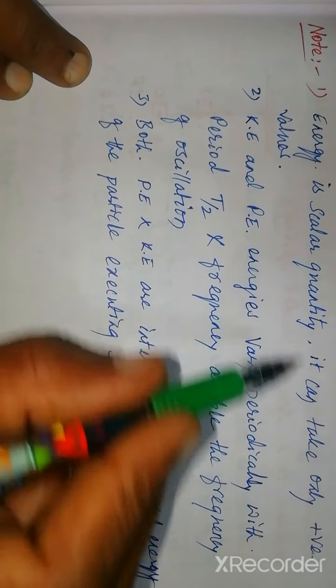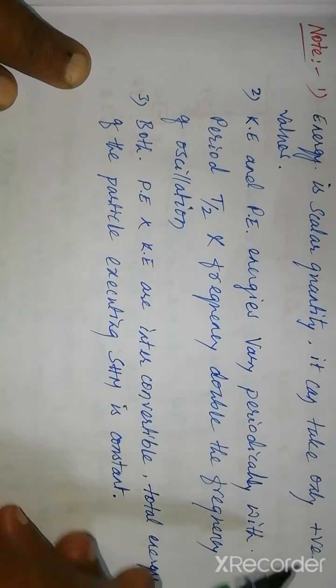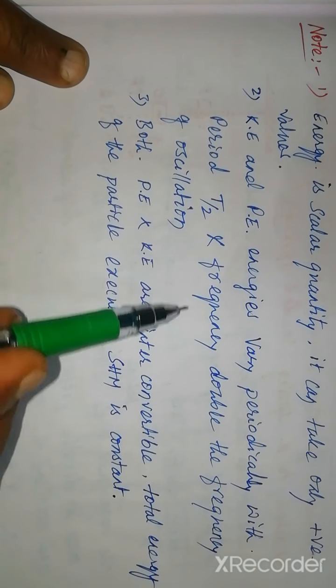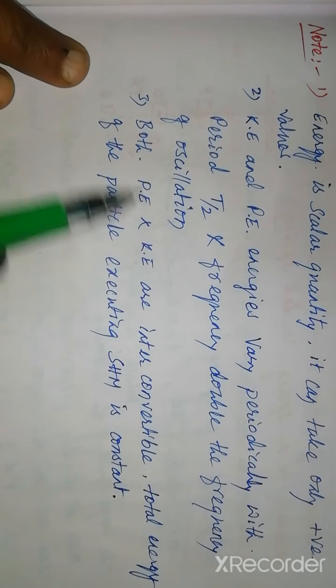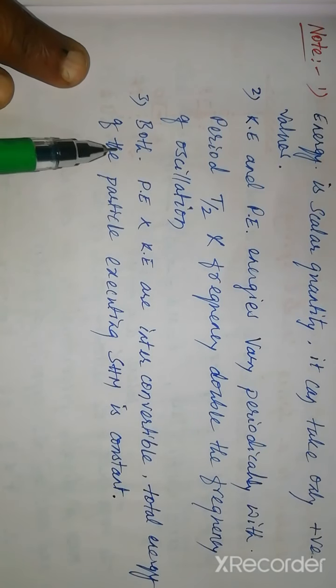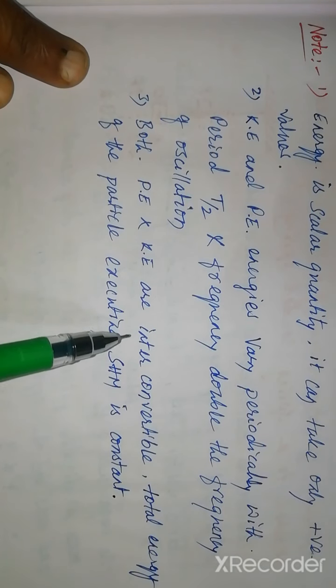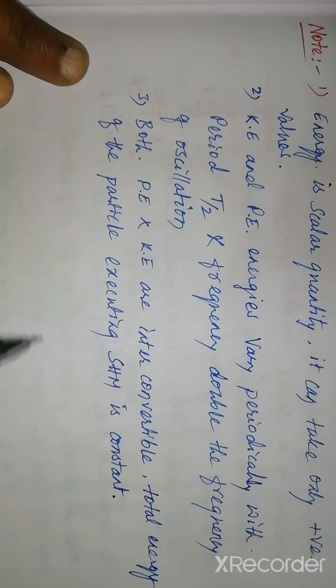Energy is a scalar quantity, it can take only positive values. Kinetic energy and potential energy vary periodically with a period T by 2 and frequency double the frequency of oscillation. Both potential energy and kinetic energy are interconvertible. Total energy of the particle executing SHM is constant.